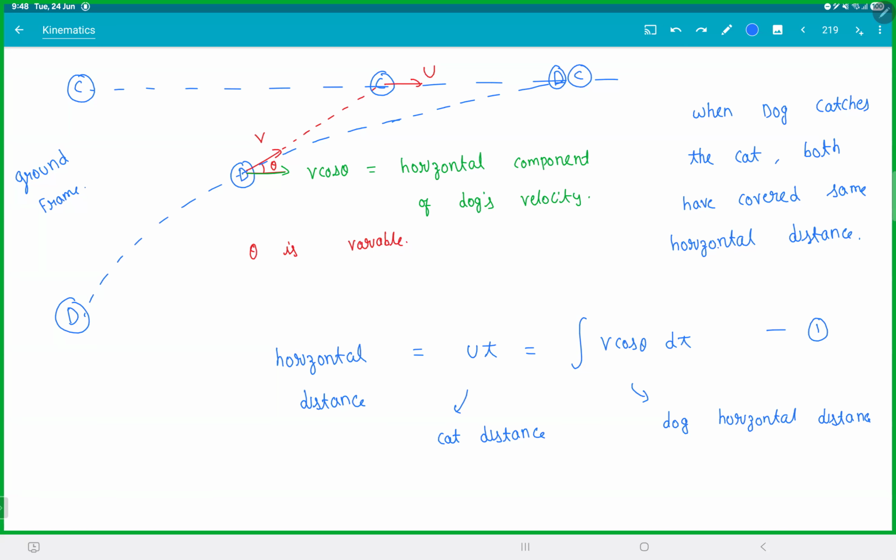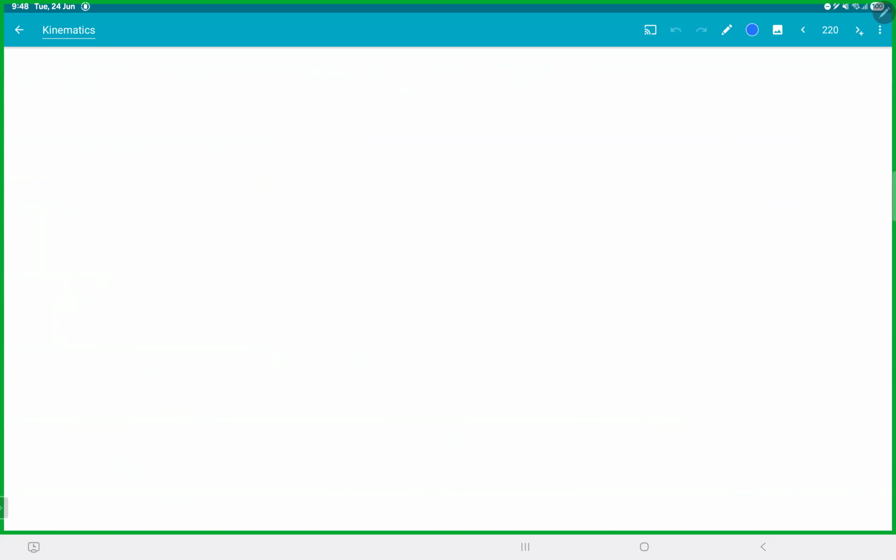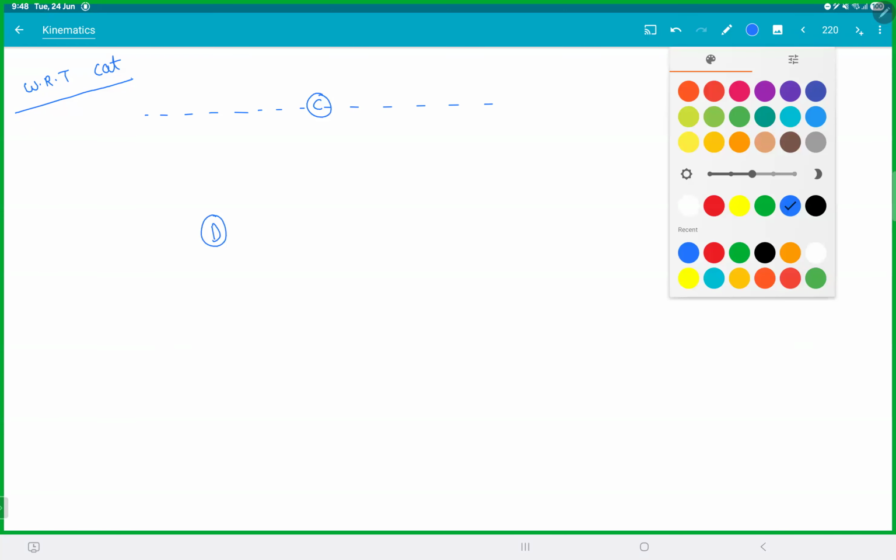Next thing. Now the second part of it. If you do with respect to the cat, now let's stop the cat. This is your dog. Now, if I stop the cat, look at the cat's velocity.